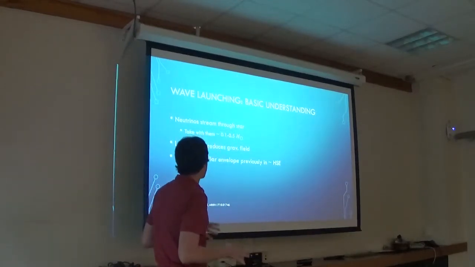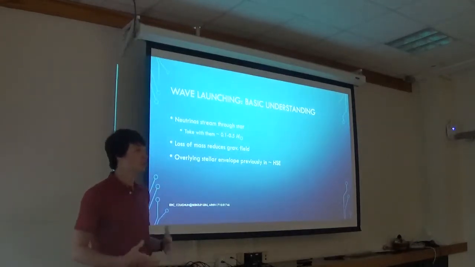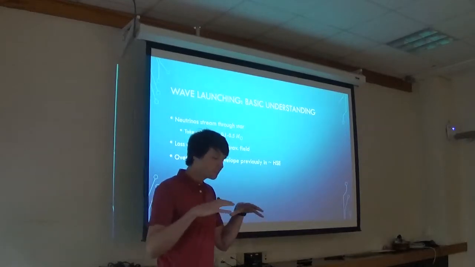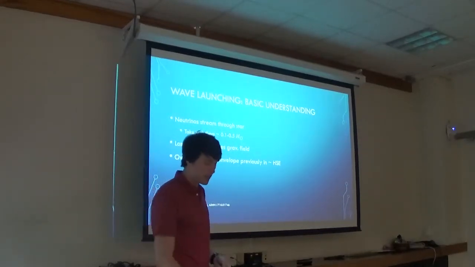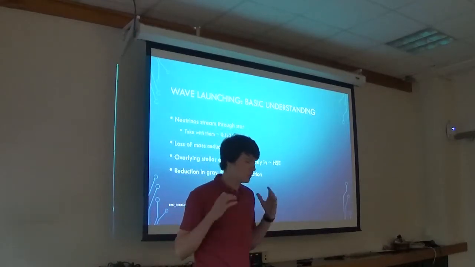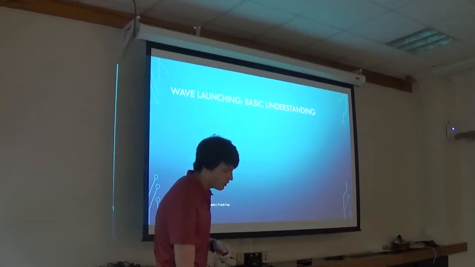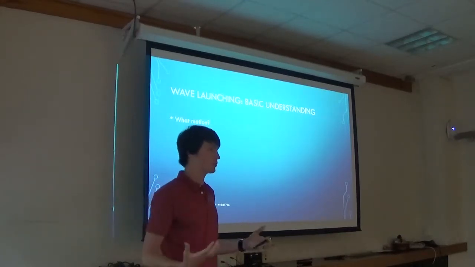And the important part is that the overlying stellar envelope was previously in hydrostatic equilibrium with the mass that used to be there. Okay, so if you remove the mass, suddenly the star is kind of overpressured, you can think about, and that causes it to expand. So you generate some motion from the reduction in the gravitational field. Okay, so what motion specifically do you impart to the envelope from this loss of mass?